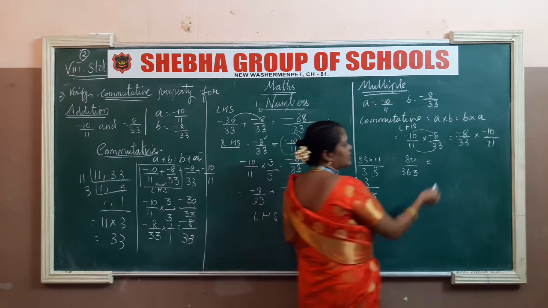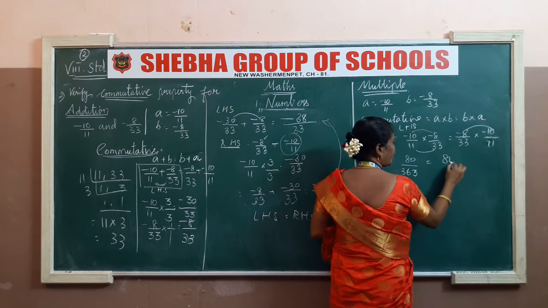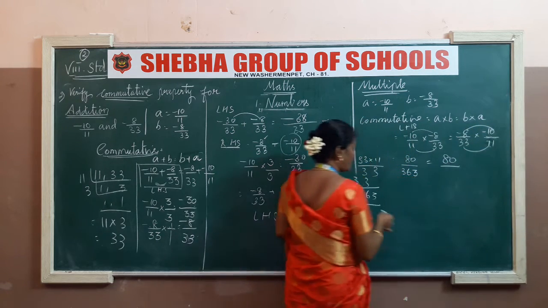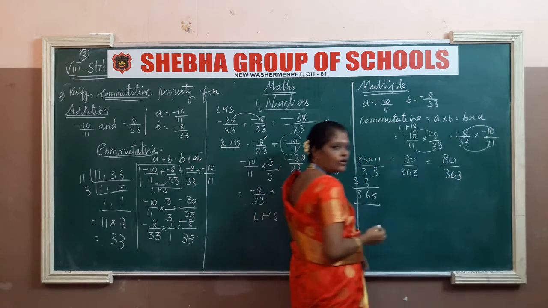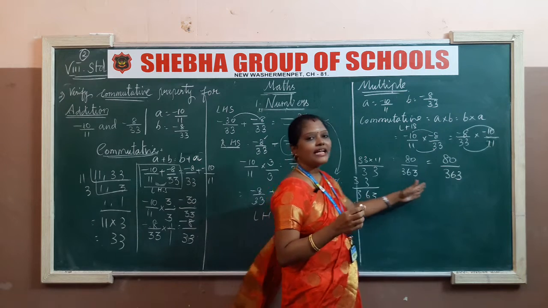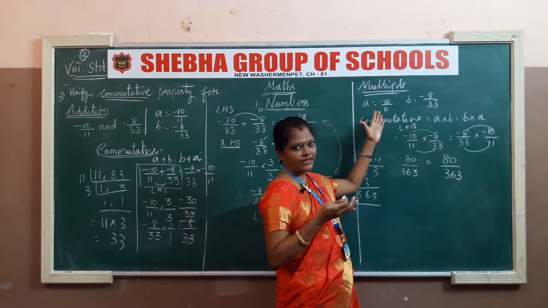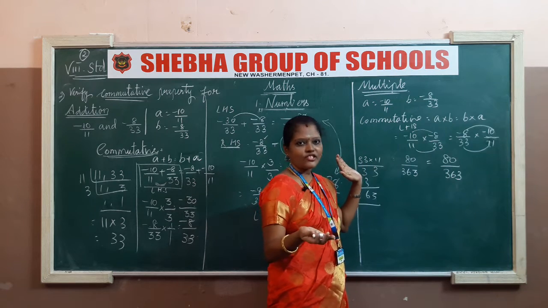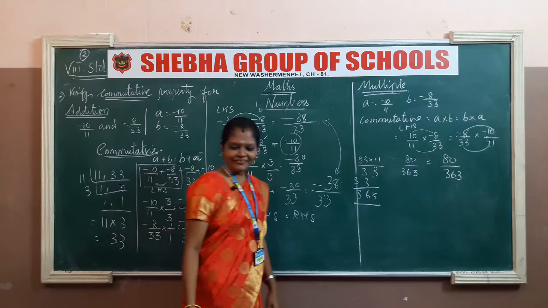We are checking now. The same thing, minus into minus plus, 8 tens are 80. 33 11s, we multiply and get the answer 363. So, both answers come out the same by using the commutative property in multiplication. Okay, wow. Shall we move to the next one?